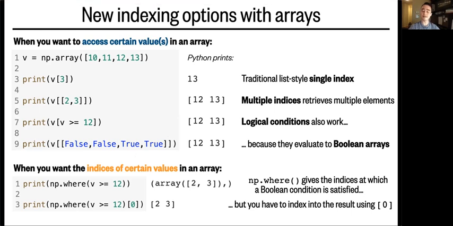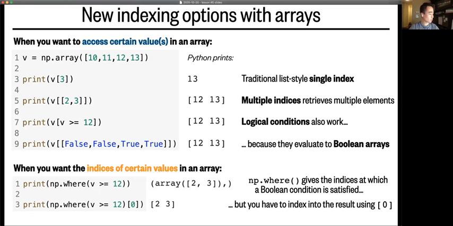Okay, so that's how you get values when you know the exact indices, or you have a sense of what you're looking for and you can write a Boolean condition for it. But what if you already know the values that you're looking for, but you want to look up the indices of those values? Well, then you use NumPy's where function, which takes a Boolean condition as the argument. For example, if you want to write, where are the values of v greater than or equal to 12? NumPy will tell you, well, they're at indices 2 and 3.